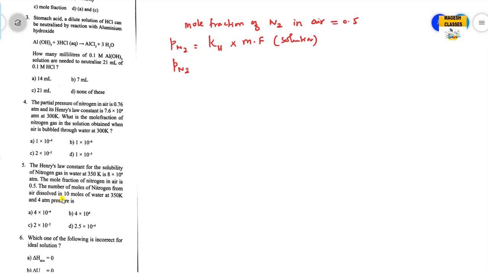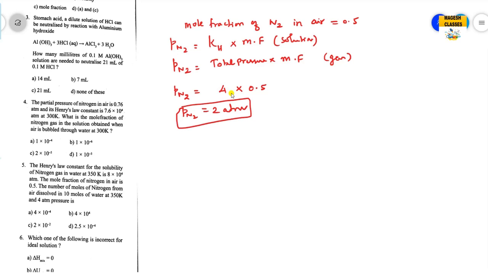Partial pressure of any gas is equal to total pressure into mole fraction. This is in the gaseous condition. In the gaseous condition, the partial pressure and the total pressure are given. So by using this gaseous relation, the partial pressure of nitrogen is equal to total pressure, which is 4, into the mole fraction, which is 1/2 in the gaseous condition. So this is equal to 2 atmospheric pressure, that is the partial pressure of nitrogen.